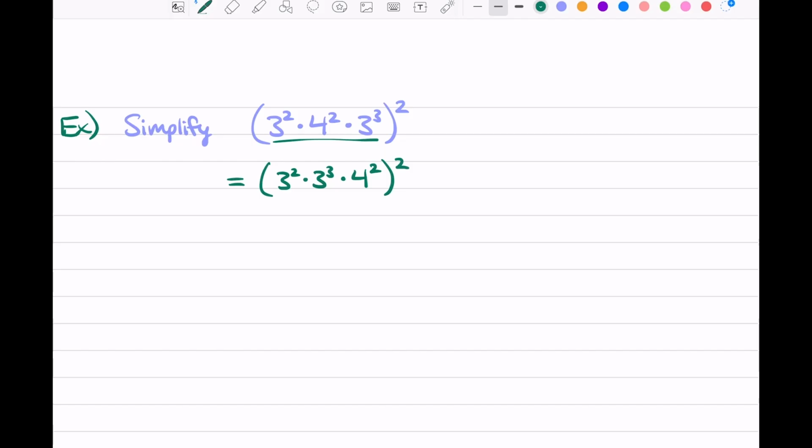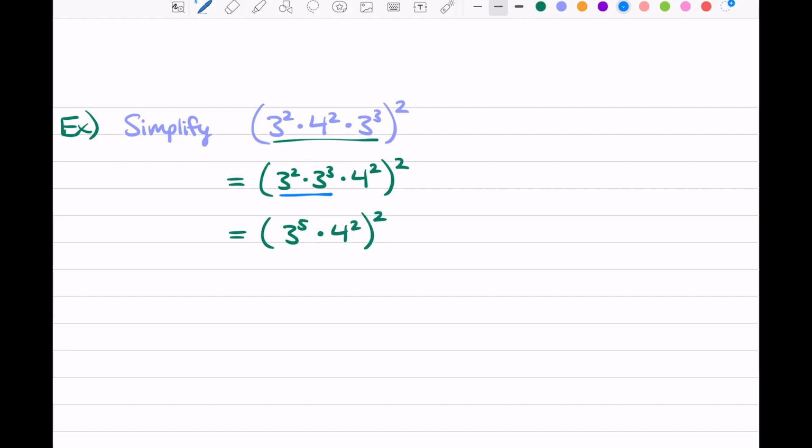So right now we're just focusing on parentheses. We can simplify the inside further. Since we have multiplication with the same base, we can add the exponents. So we have 3 to the 2 plus 3, which is 5, and everything else stays the same.